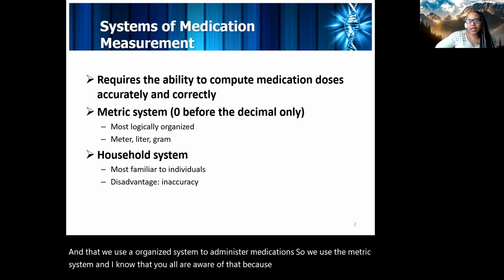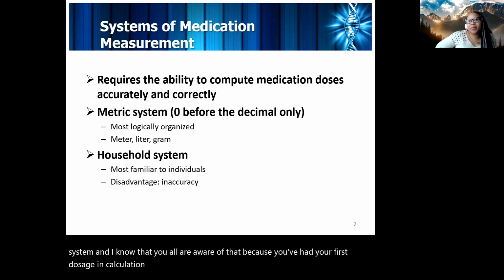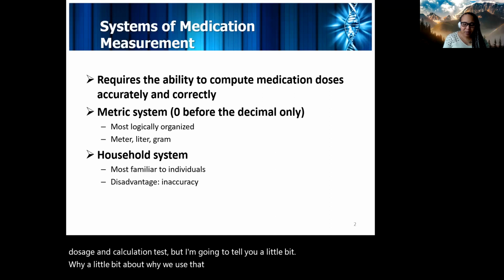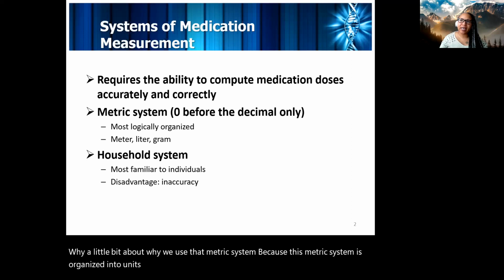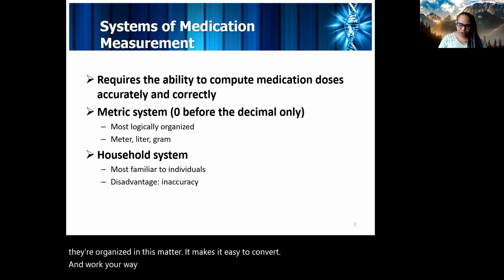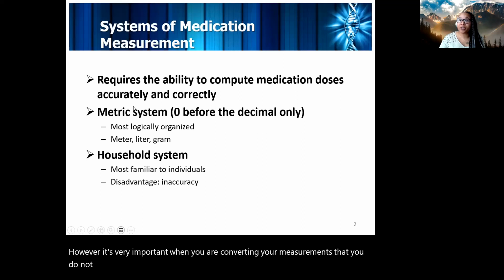So we use a metric system, and I know that you all are aware of that because you've had your first dosage and calculation test, but I'm going to tell you a little bit about why we use that metric system, because this metric system is organized into units of 10, and it makes it really easy to compute numbers when they're organized in this manner. It makes it easy to convert and work your way through multiplication and division, okay? However, it's very important when you are converting your measurements that you do not misplace your decimals when you're using your metric system.